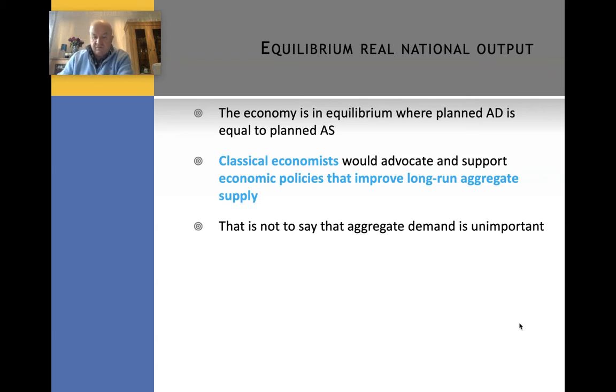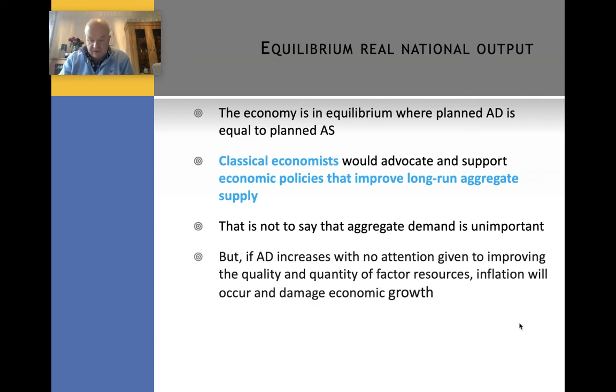And that's not to say that aggregate demand isn't important, clearly it is, but if AD were to increase with no attention being given to the quality and factors of production, then the only thing that's going to increase is inflation, and that's potentially going to damage economic growth. If we're going to increase aggregate supply, we need to improve it consistently, but if we're ignoring that and aggregate demand does increase, then all that's going to do is create inflationary pressures, and we'll try and demonstrate that in a graph in a minute.